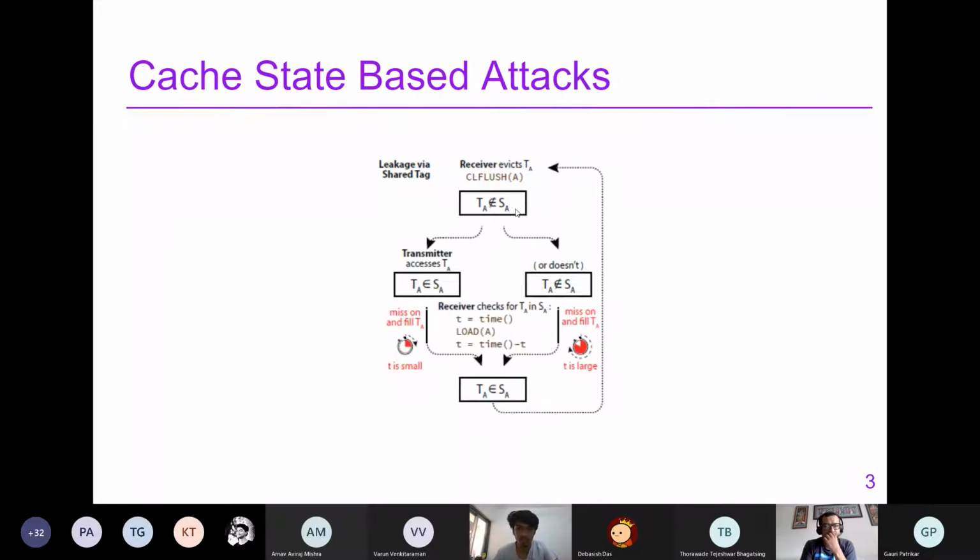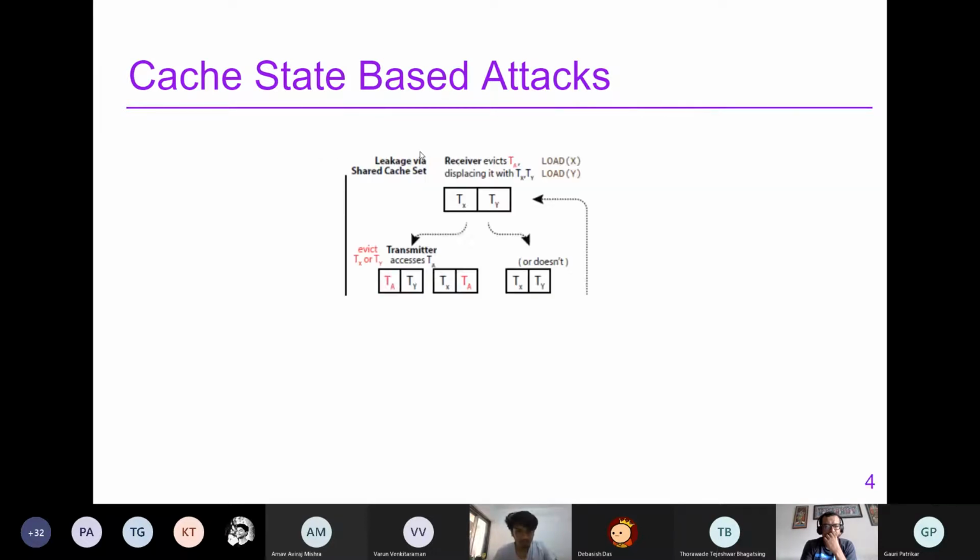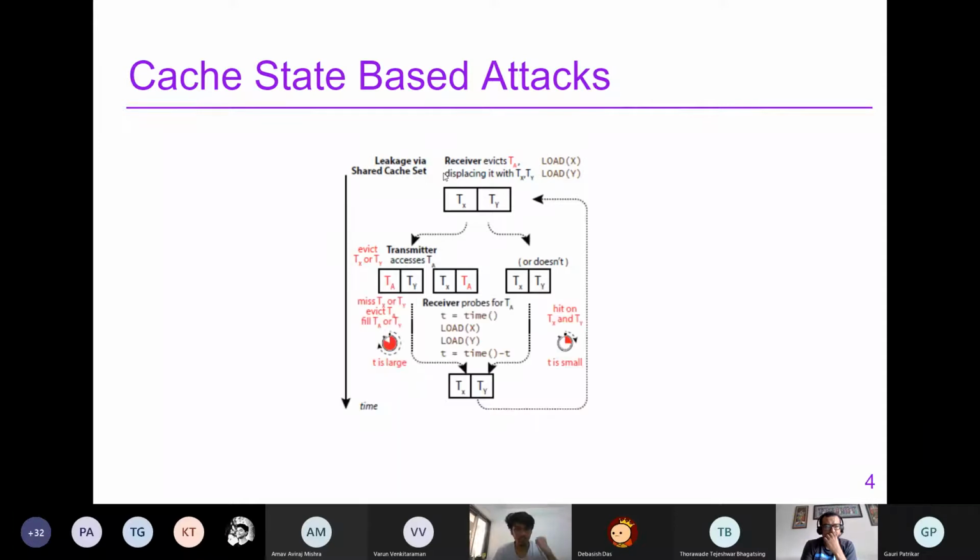So just a quick overview of some of the attacks possible. For example, a simple flush and reload attack is possible based on the cache state. Another information leakage which can happen through the shared cache state is shown here, where say the receiver evicts the tag PA and displaces bit TX and TY. Then if the transmitter accesses PA, and the receiver probes it again, then based on the access delay, he can find out whether PA was accessed by the transmitter or not. So these are some of the basic attacks.